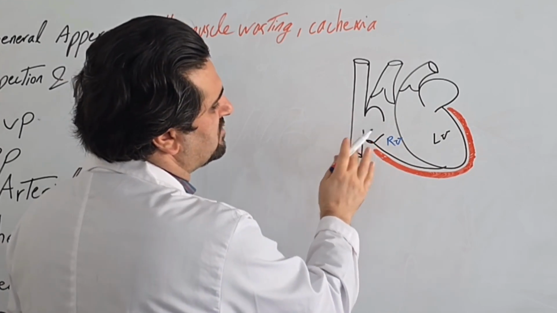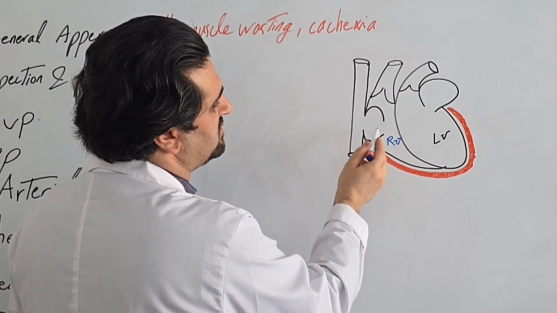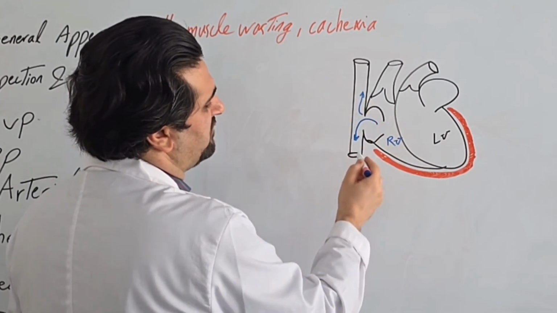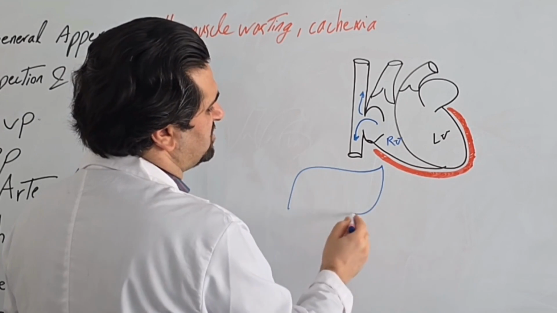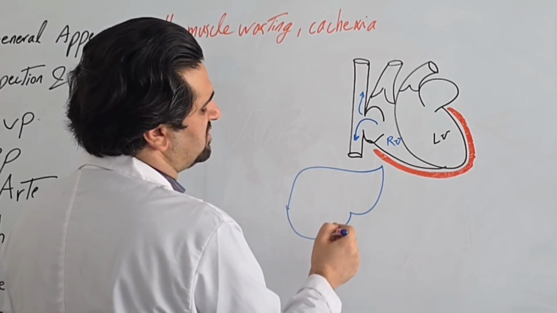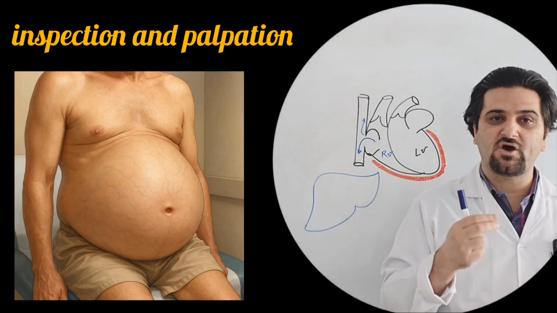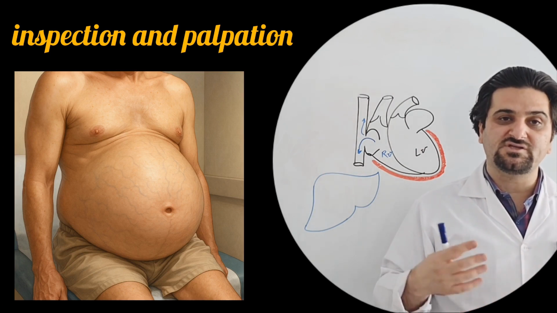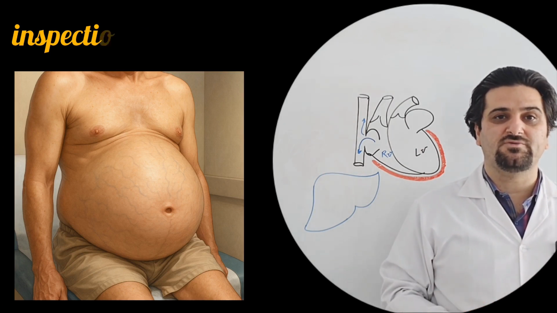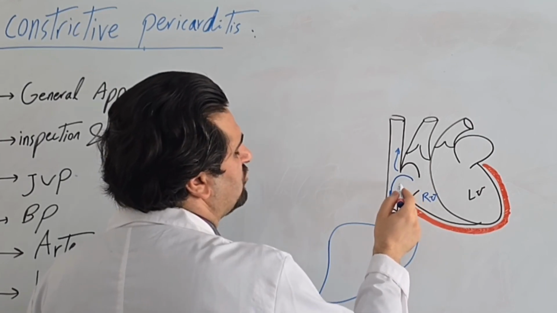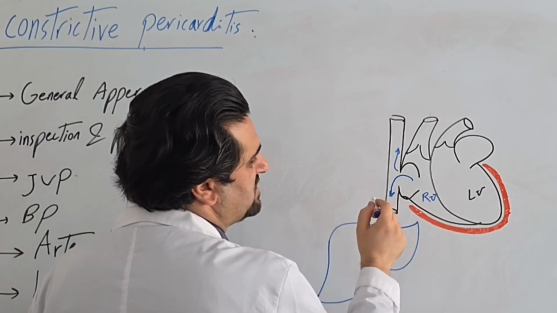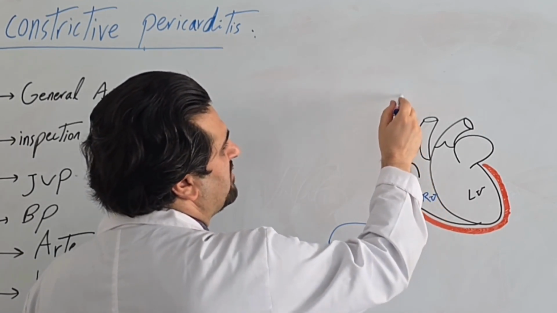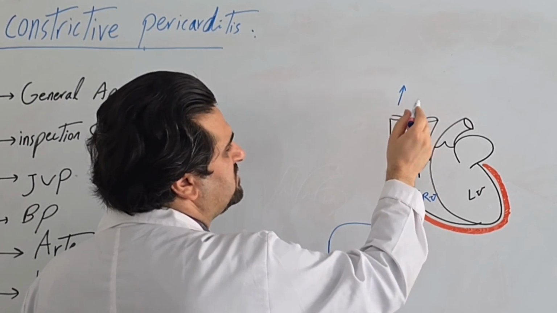When blood cannot easily enter the right ventricle during diastole, this blood backs up and enters the IVC and SVC. The blood that enters the IVC accumulates in the liver and leads to hepatomegaly. That's why in CP patients, on inspection and palpation, you can find hepatosplenomegaly, abdominal distension, and edema of the lower limbs. And as we mentioned, when blood can't easily enter the right side of the heart during diastole, this blood backs up and returns entering the JVP. Therefore, CP patients have JVP distension.